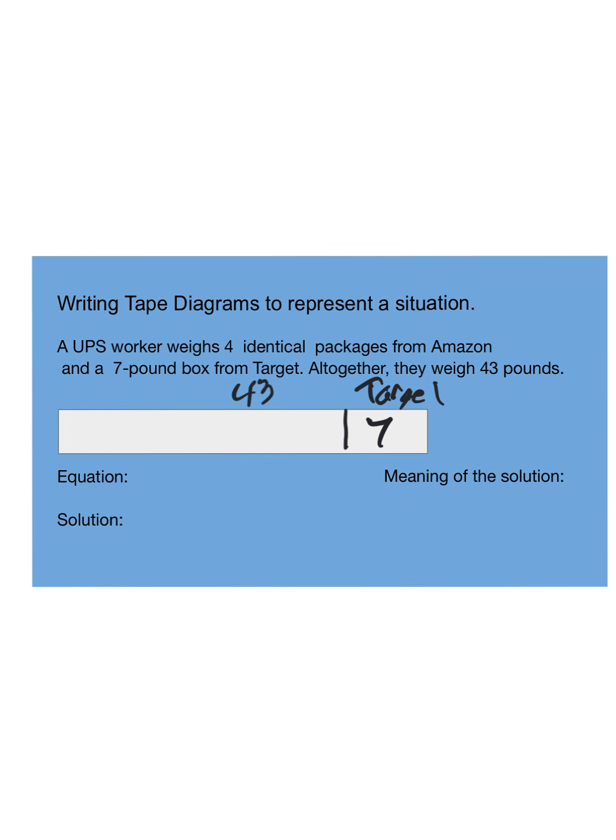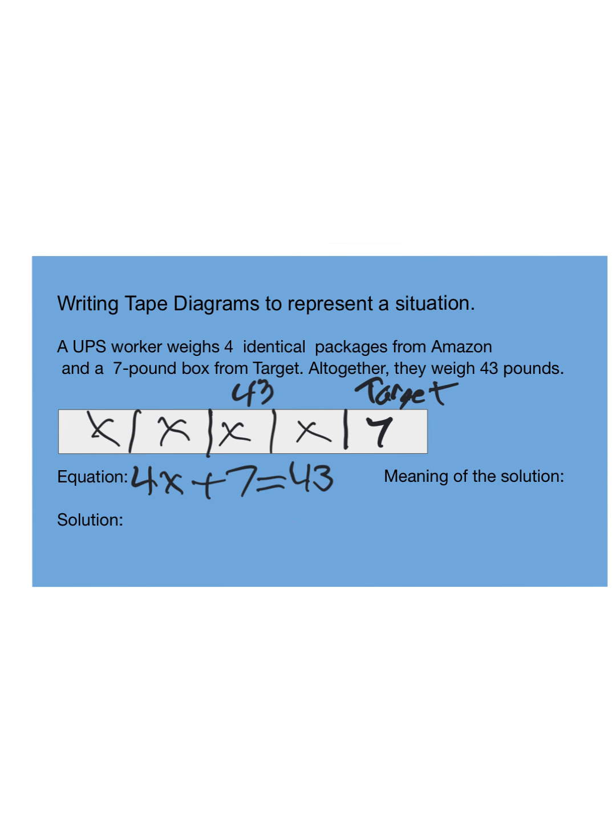Love Target. But I know that I need four identical boxes for Amazon. So what I'll do is make sure I cut this into 4, and each X is going to represent the weight of an Amazon box. So I wrote 4X because I have 4 X's, and then I said plus 7, that's my Target box, and that all adds up to 43.